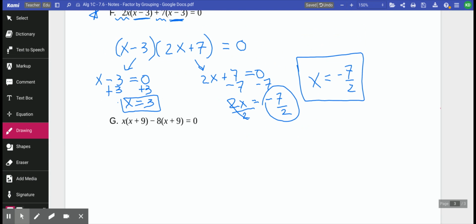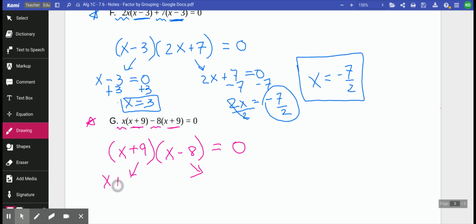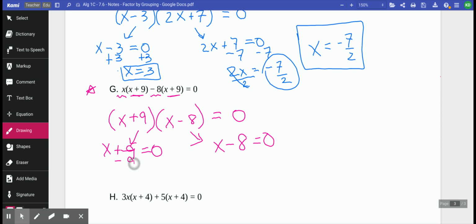All right, so example G. Remember, when we see these, we have to just look for the matching parentheses. So x plus 9 comes out. x minus 8 is left over. Equals 0. Set your two factors equal to 0. So x plus 9 equals 0 and x minus 8 equals 0. In this one, we're going to subtract 9 from both sides.